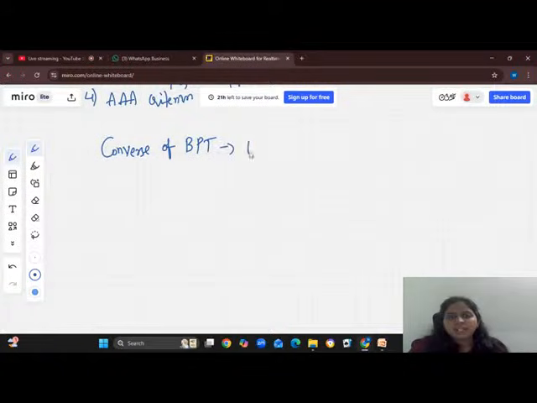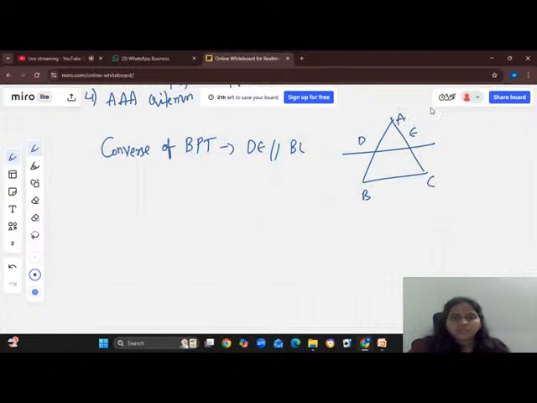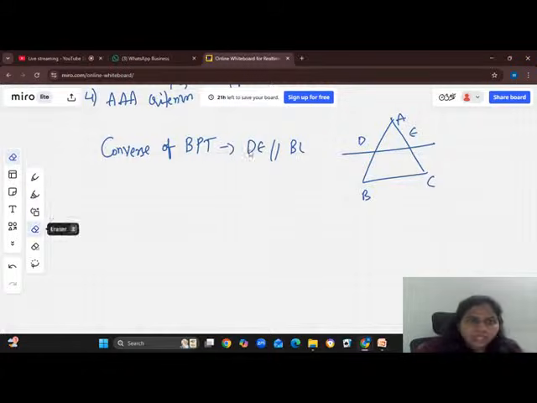If a line is drawn parallel, say DE is parallel to BC, then the other sides are in proportion. Now what I am doing, I am writing the last step first.